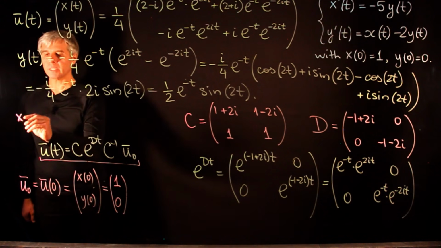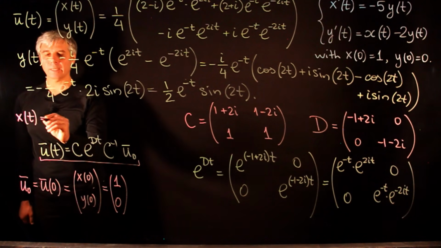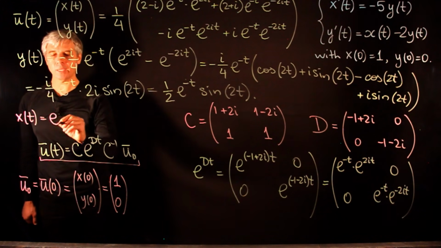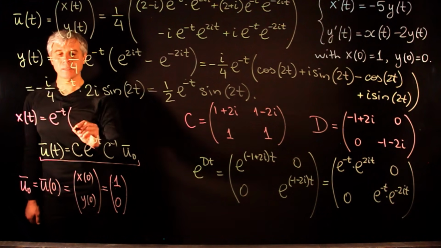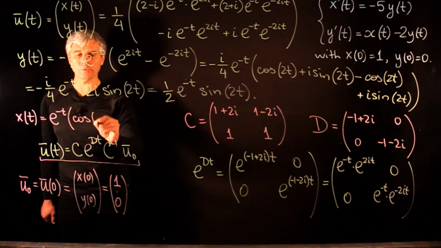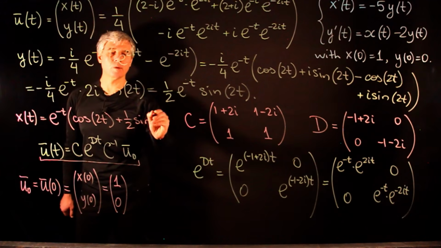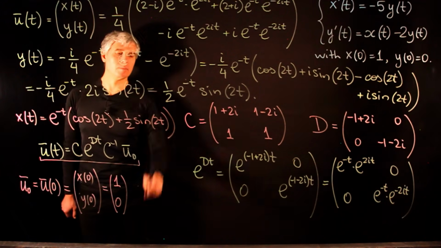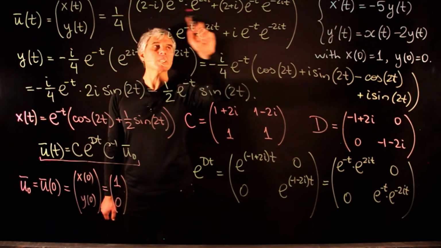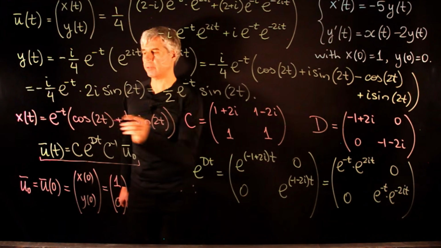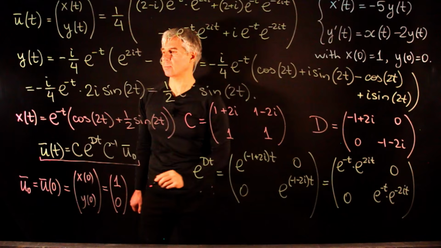Likewise, for x of t, the answer is real as well. And again, I leave it for you as an exercise. So here the answer will be e to the minus t times cos of 2t plus 1/2 sine of 2t. This expression with complex exponentials, by applying Euler's formula, will simplify to this trigonometric expression.